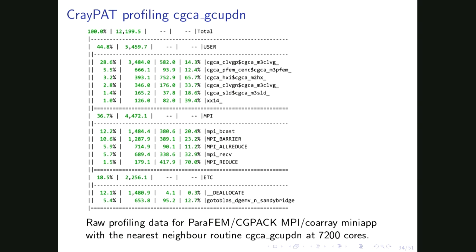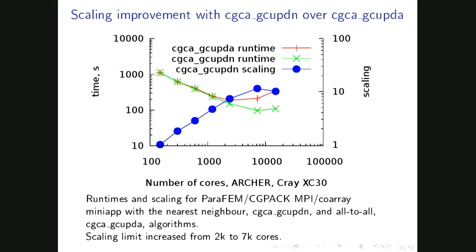So at this point, we carried out a new performance study, which is the one shown here. This graph shows the performance difference between both implementations of the same routine. One is the all-to-all, which is the red line, and the other one, the green line, represents the nearest neighbor algorithm. There is almost no difference up to 1,000 cores, where we can then start to see the difference: the red line stops scaling, while the green line continues up to around 7,000 cores.